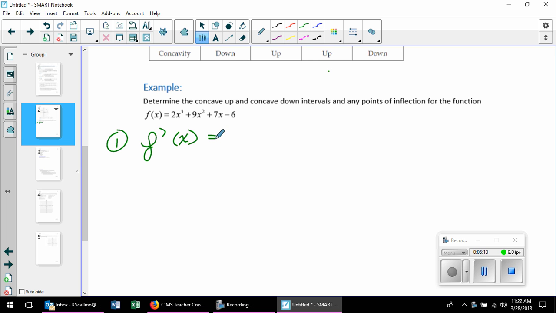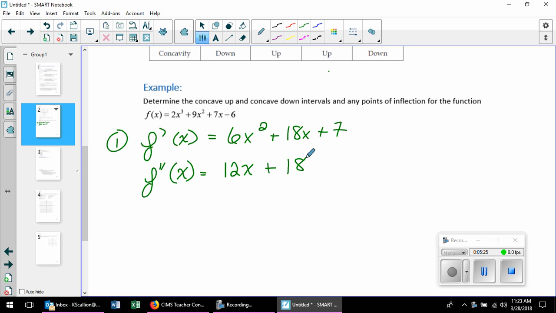So we'll do the first derivative first. So we're going to have 6x squared plus 18x plus 7. Second derivative, 12x plus 18.